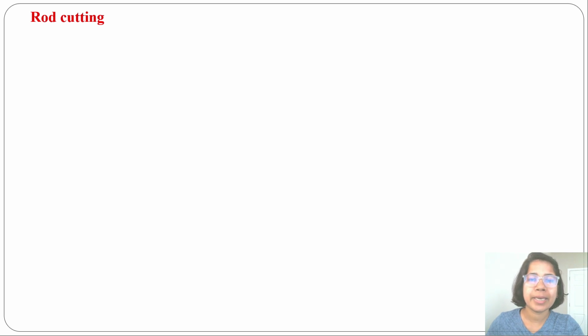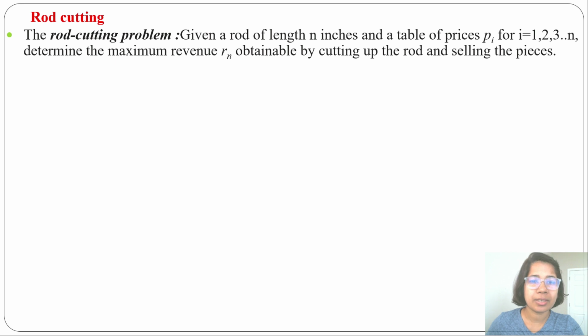Hi, let's discuss the next problem of dynamic programming. It's rod cutting. First, understand what the problem is. Given a rod of length n inches and a table of prices pi for i equals 1, 2, 3 up to n, determine the maximum revenue Rn obtained by cutting up the rod and selling the pieces.